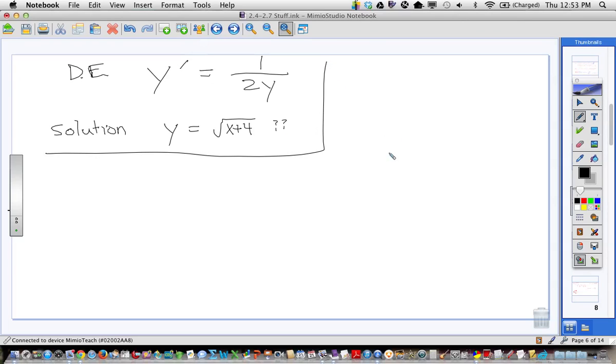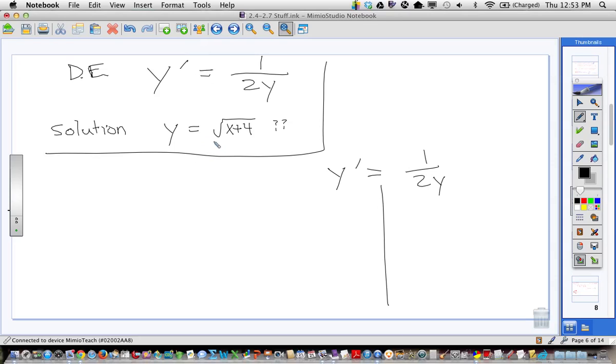So, what are we going to do? What are we going to write down for our t-chart? The differential equation. So we're going to go y prime equals 1 over 2y. Right? There's my t.